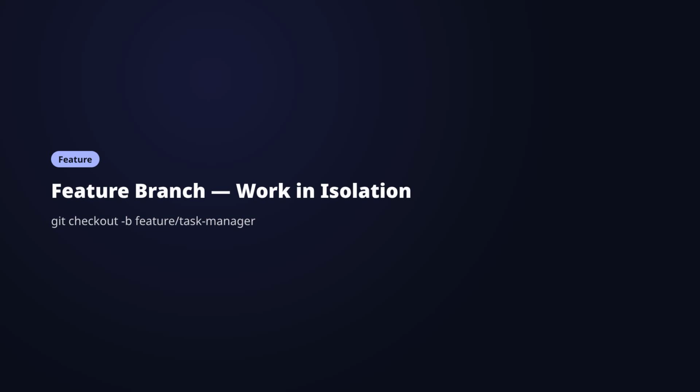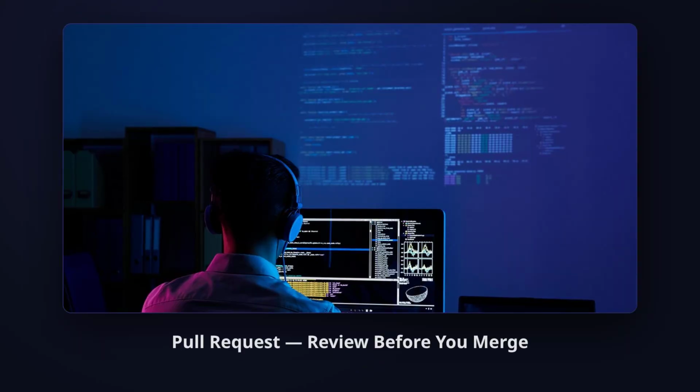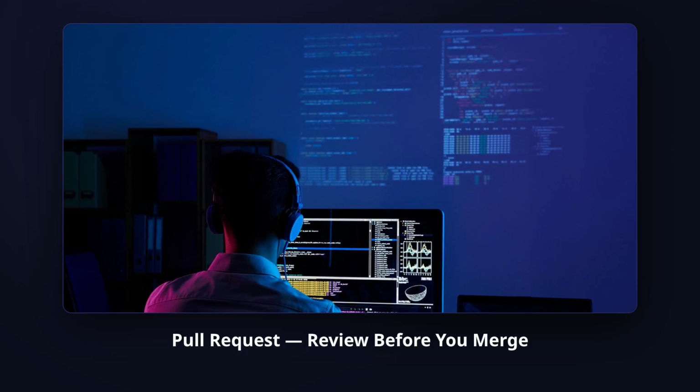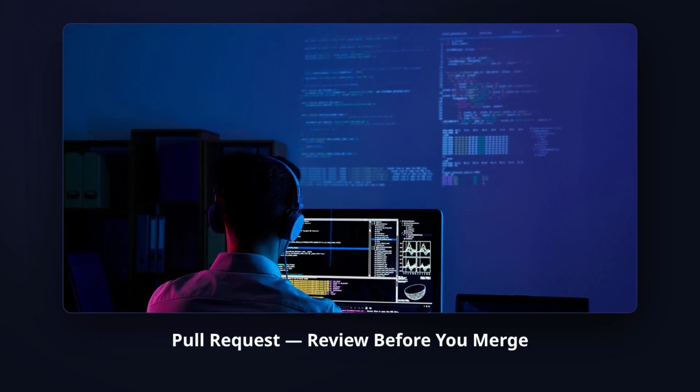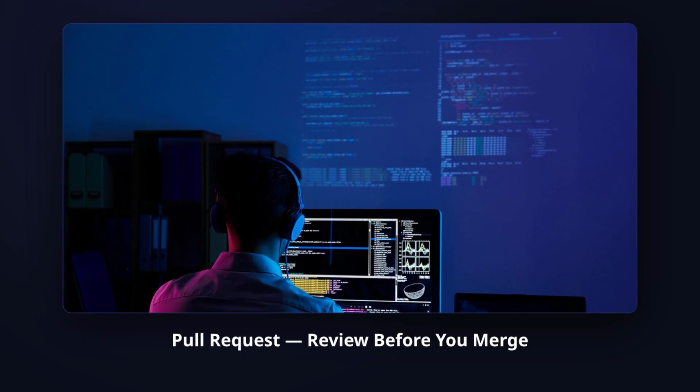Create your feature branch from an updated main. Commit in 4 logical stages as you build: interface, behavior, persistence, then edge cases. Push your branch, open a pull request, and review every line in files changed. Merge only when all 8 test scenarios pass.